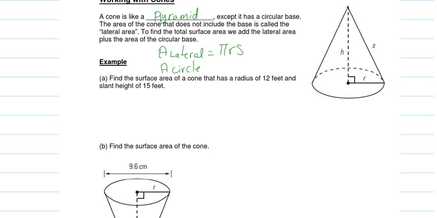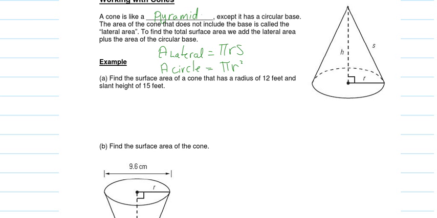And for the circle, it's pi r squared. Now to find the surface area of both, you add them together. So the first question is asking you to find the surface area of a cone that has a radius of 12 feet and slant height of 15 feet.